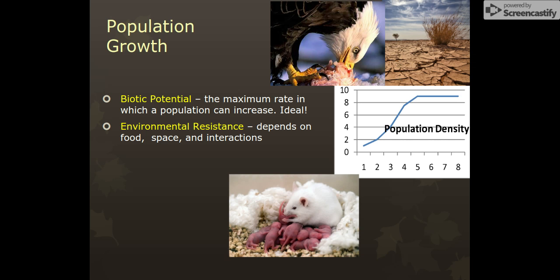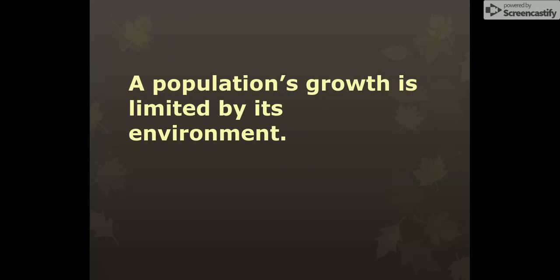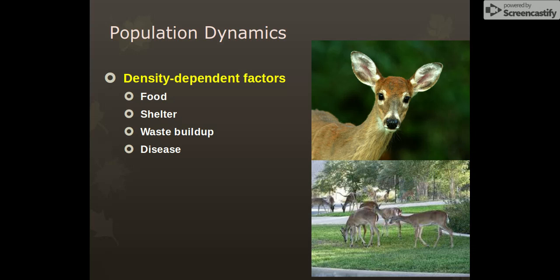Okay. However, in reality, this is never going to happen. We have environmental resistances. So there are limited amounts of food, limited amount of space. Organisms will compete with other species for food. They'll compete with each other. They'll have predators. Disease exists. And so there are things that keep organisms from realizing these biotic potentials, from growing at these maximum rates. Okay. And so the growth is limited by the environment that they live in.